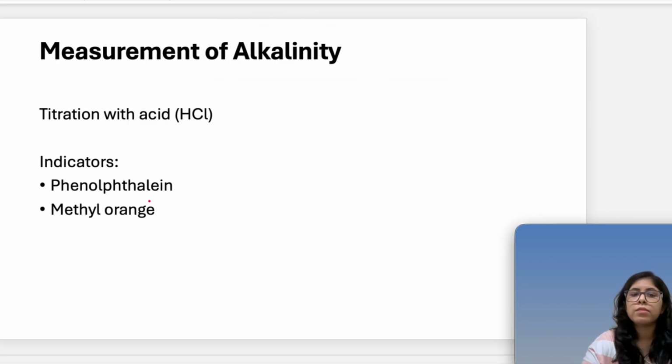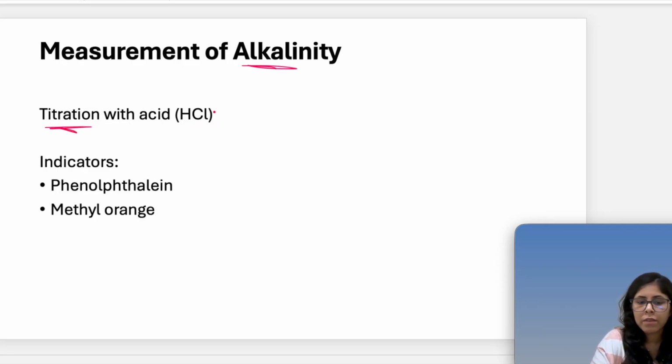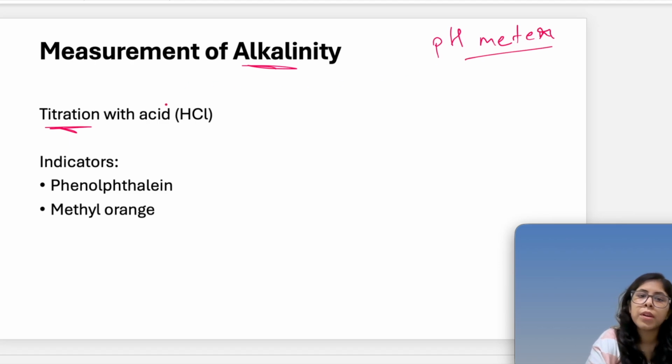Now we have measurement of alkalinity. The alkalinity can be measured by the titration method. One thing we can simply do is measure it by pH meter. We will check the pH and we can say whether it's on the alkaline side or not. That's the pH meter. And in the lab, how do we do it? We titrate it with HCl, and the indicators we'll be using are phenolphthalein and methyl orange. So titration with HCl, how does it work?